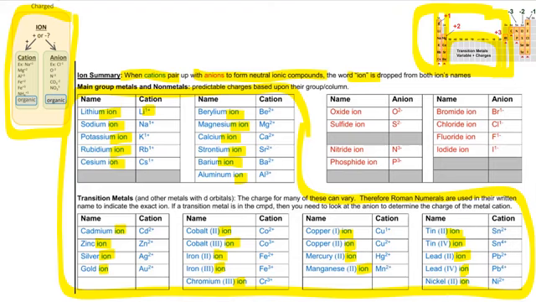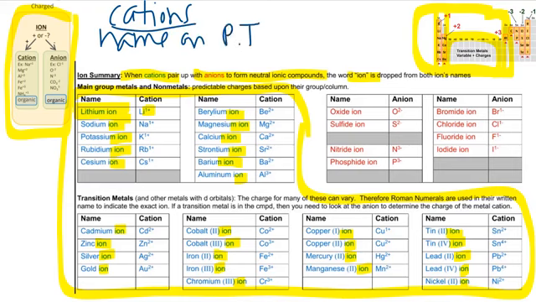Now, when we name these positively charged ions, notice that the name, if we look at this very first example, is just the name of the element from the periodic table, so lithium, and then we just put the word ion. And so it's just the name, this is for cation ions, name on periodic table, PT, plus ion. So lithium ion, sodium ion, potassium ion.